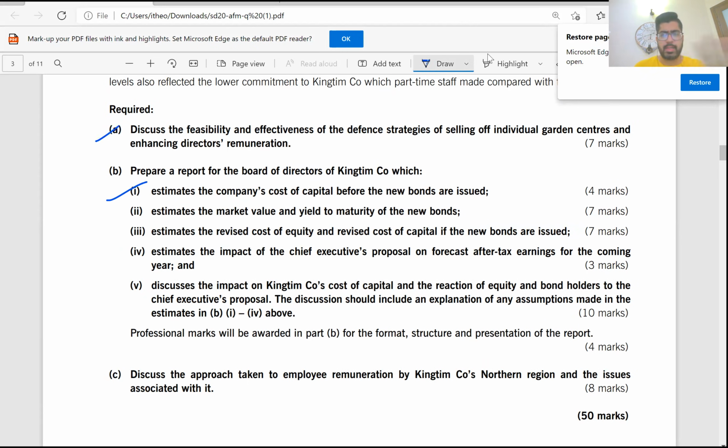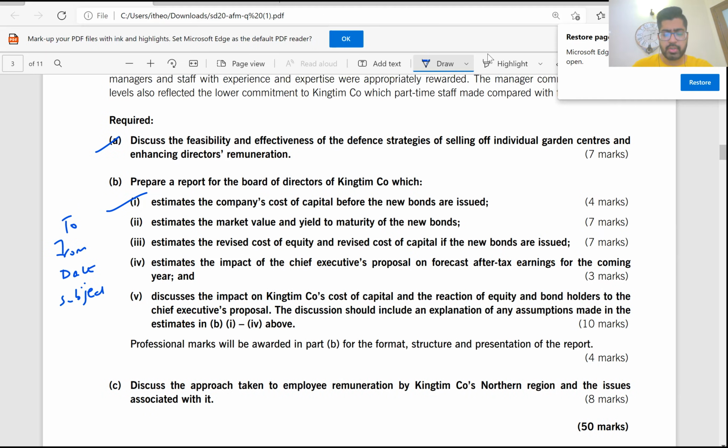Now, I'm not talking about the report format because, in the end, you know how to make a report. It's to, from, date, subject, the format of the report, you know. So I'm just doing the requirements.